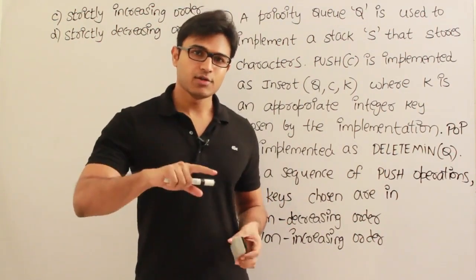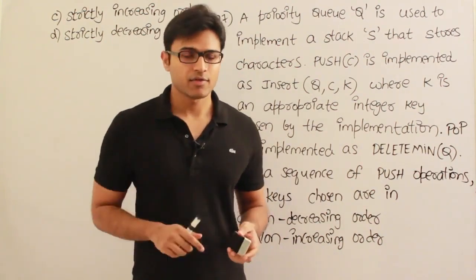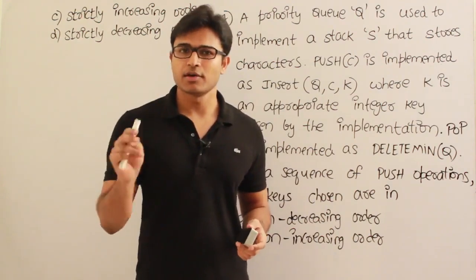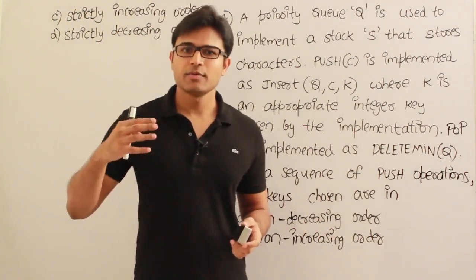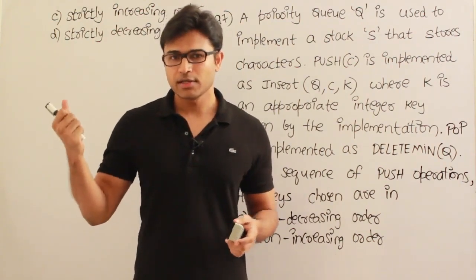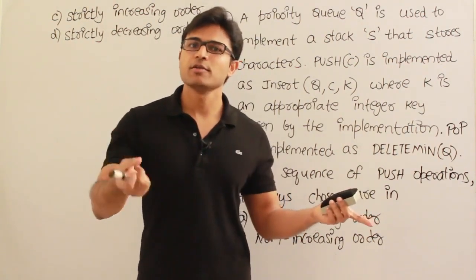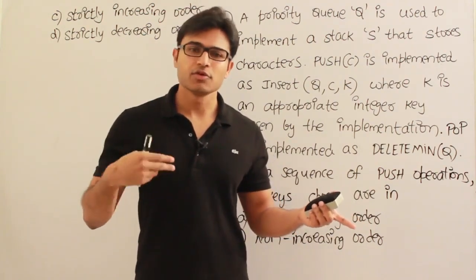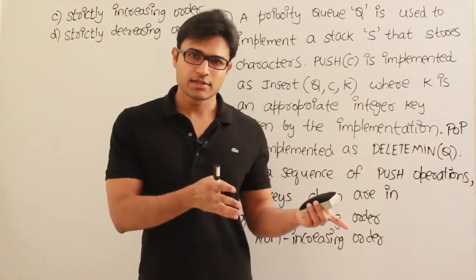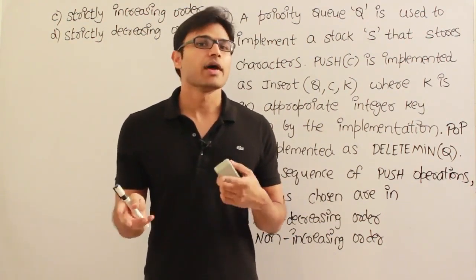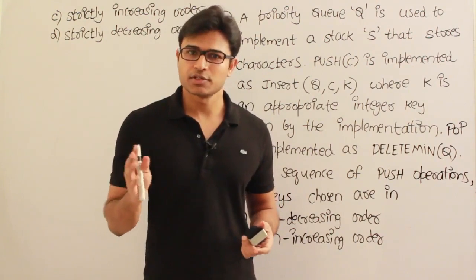Now the priority queue is used to implement a stack. How can we mimic the stack operations using a priority queue? Whichever element we have pushed last is supposed to come out first, but the queue is going to give the smallest element first. Therefore, what should you do? While pushing itself, you should make sure that the latest element pushed into the stack has the least key associated with it.